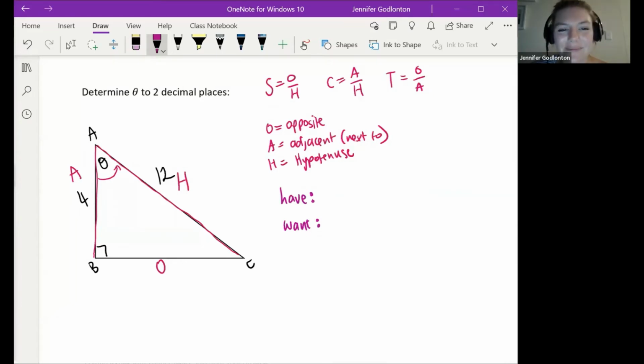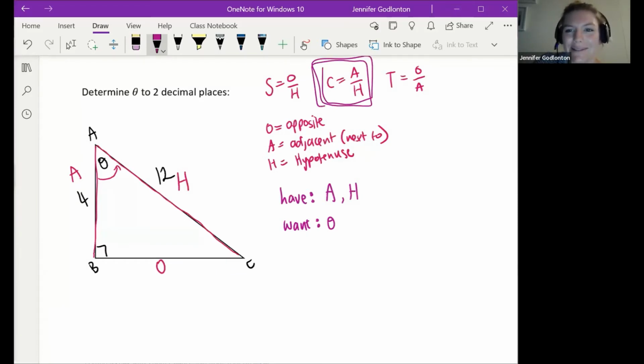We have the adjacent and the hypotenuse. Beautiful. We have the adjacent and we have a hypotenuse, and we are wanting theta. Okay, we are wanting that angle. So if we have A and H, which one of our trig ratios are we going to use? Yes, we're going to use cos, because cos is adjacent over hypotenuse.